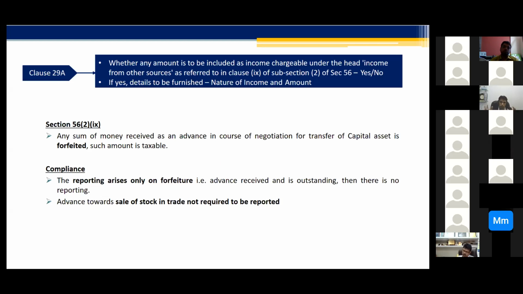So the assessee may receive an advance. He may carry this advance for a long period of time. There is no forfeiture in the books of accounts. The question arises whether I should report under this particular clause or not. Assessing officer may say that it has been forfeited because it became time barred, more than 3 years these amounts are lying. Why should it not be treated as forfeited and taxed under 56(2)(9)? That is my question, but as far as the auditor's responsibility is concerned, according to me, the reporting arises only on forfeiture. If there is no forfeiture, and the amount continues as an advance, you may not report it.